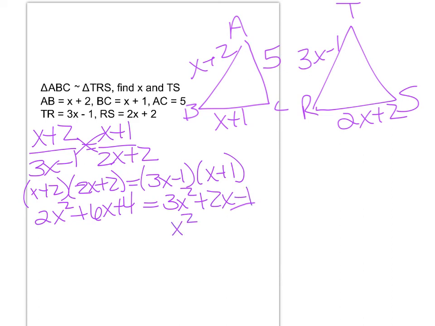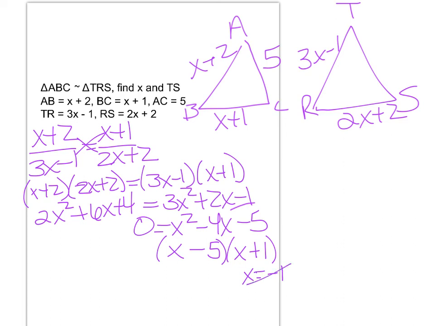So x squared minus 4x minus 5 equals 0. So I'm going to factor this out. X minus 5, x plus 1. This would give me x is negative 1. I cannot have a negative length. And if I put negative 1 into BC, it would give me 0. And then x equals 5. So x is 5 is one of my answers.